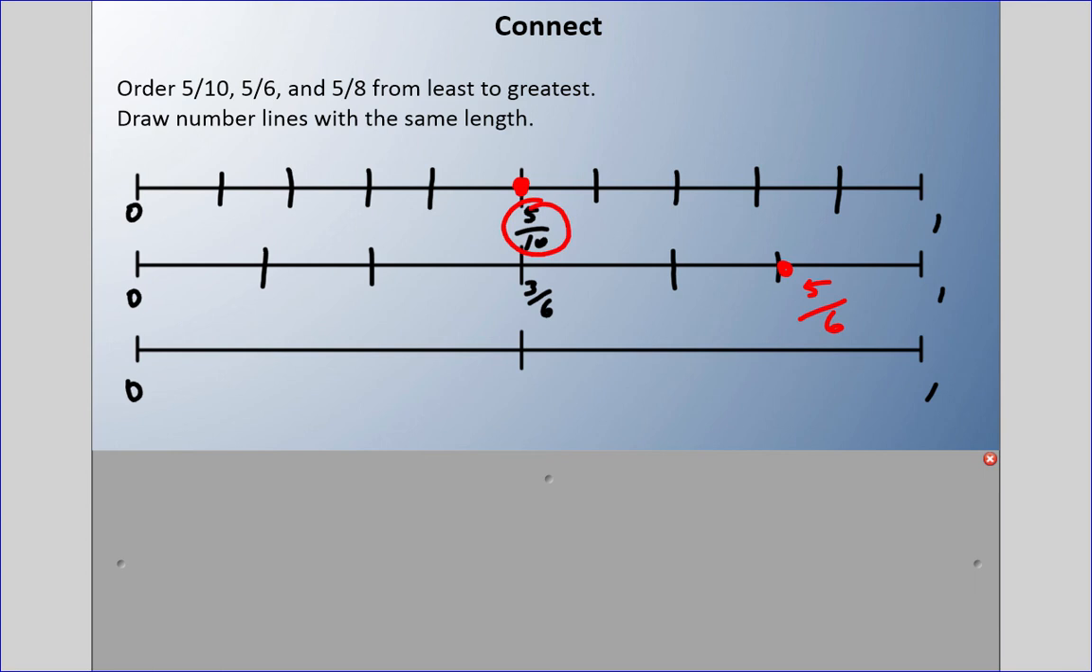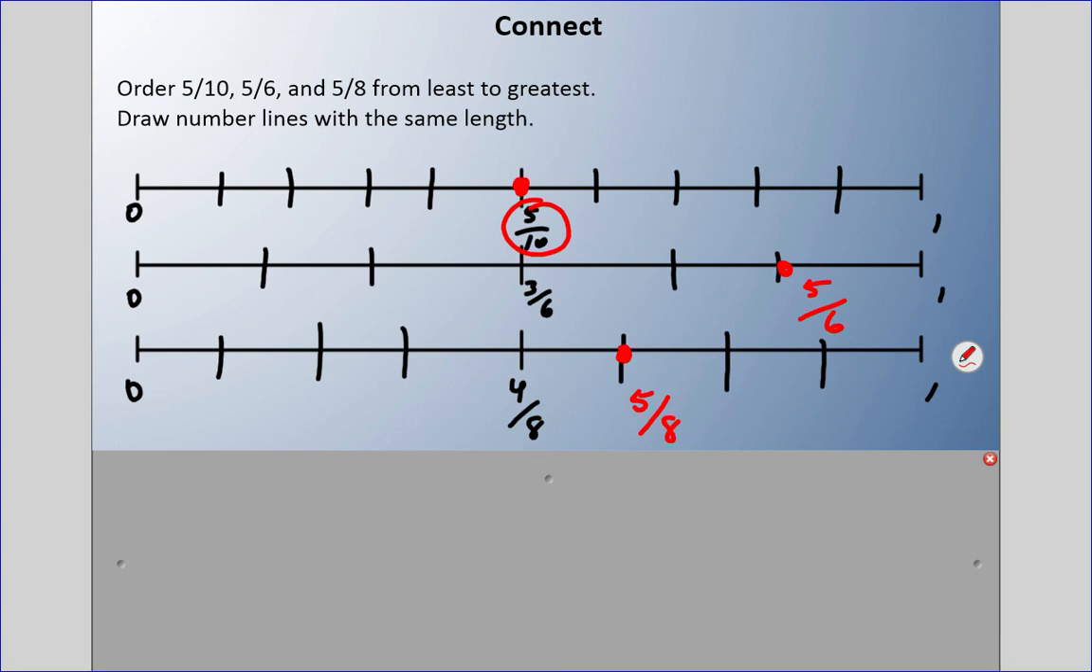And then I have to do 5/8. So I know that this would be 4/8. 4/8 is halfway. So I need to divide that in half, divide that in half, divide this in half, divide this in half. And so again, you kind of see these issues here. So this would be 5/8.